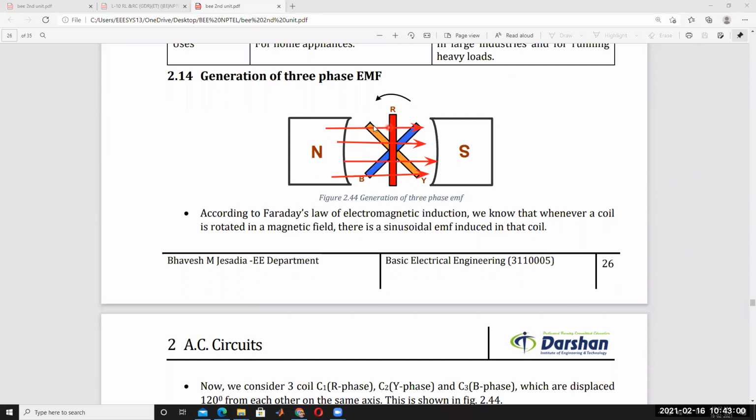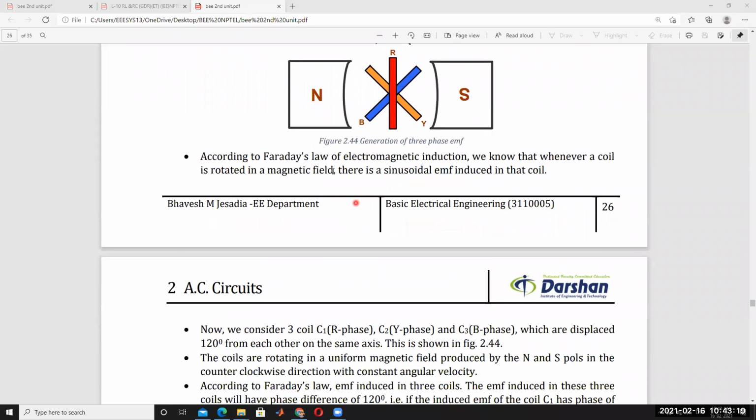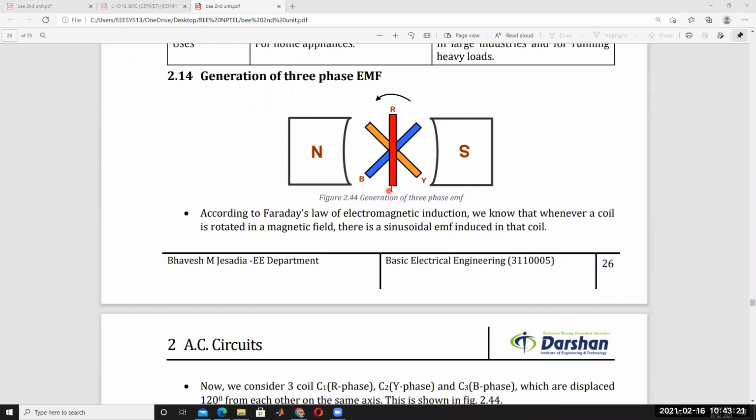A rotating conductor placed in a stationary magnetic field experiences some EMF. That is Faraday's law. Based on that, some EMF is induced in this conductor. That is called generation of EMF according to Faraday's law. So this is called a generator, a generator operating on this principle. A rotating conductor placed in a stationary magnetic field experiences a sinusoidal EMF.